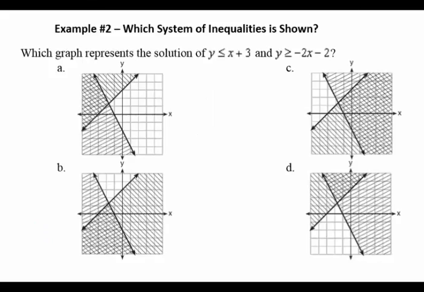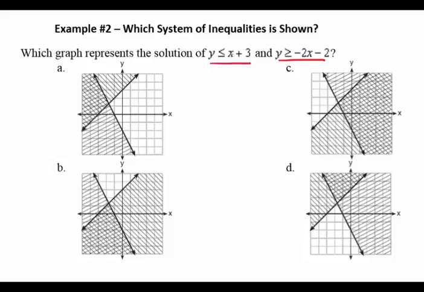Okay, let's look at this next example. It says which system of inequalities is shown. So basically we have our system here, and we're going to graph both of these. We'll see which one is shown. First of all, looks like we have greater than or equal to and less than or equal to symbols, so everything should be solid lines, and as I'm looking through, everything here is solid. So that's a good start.